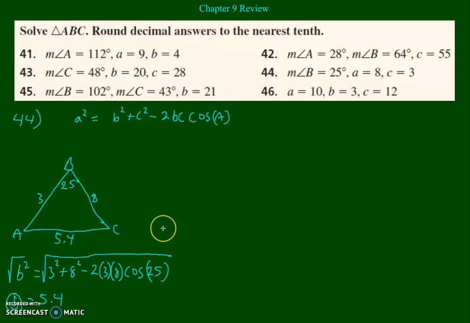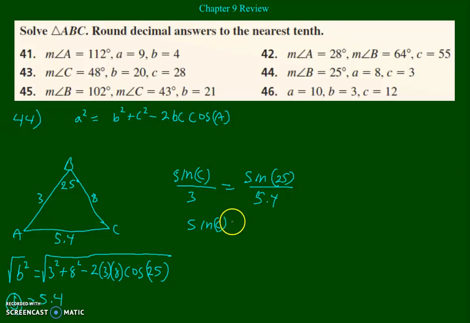And we're going to start out by saying that sine C over 3 equals sine of B, which is 25, over our 5.4 value, which is what we stored in B. So we're just going to use 5.4 as a placeholder. Now we're going to multiply both sides by 3.